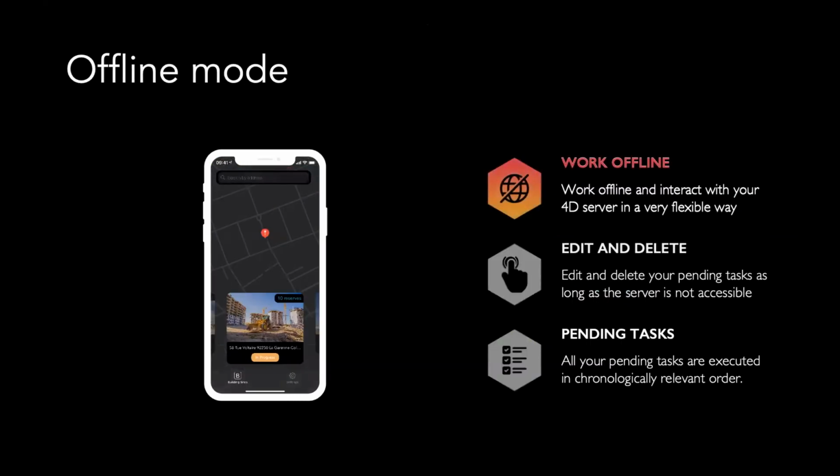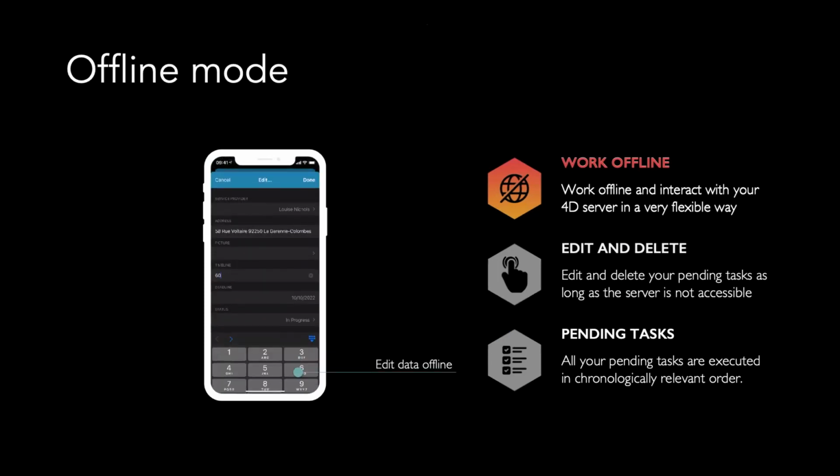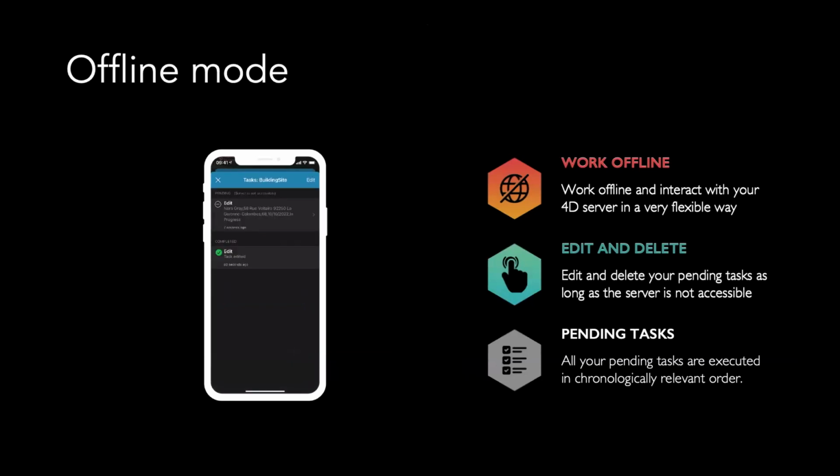Another exciting feature, offline mode. This feature is essential for delivery apps with GPS navigations, apps for urgent medical assistance, construction businesses, and banking apps. So how does it work? When no network is available, the tasks are put in a queue waiting for the 4D server to be available. You can edit and delete your pending tasks as long as the server is not accessible.